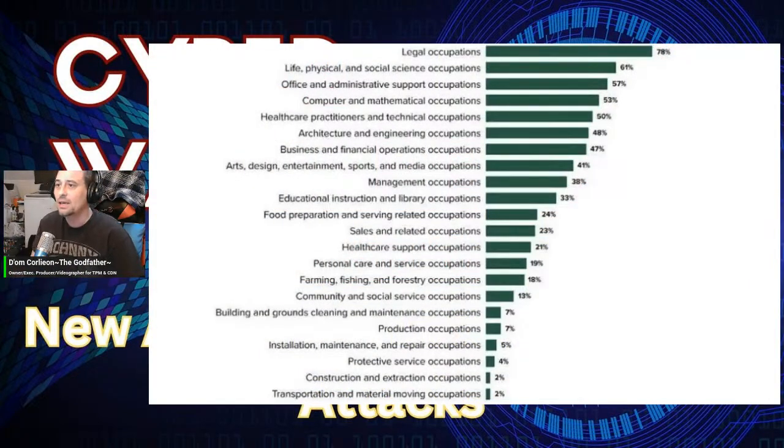So essentially what they are saying is these are the ones that are going to be hit the hardest. Legal occupations are going to take a 78% hit. Life, physical, and social sciences occupations, I could honestly see that taking a big hit as well, along with office and administrative support, computers and mathematicals, healthcare practitioners, and technical occupations.